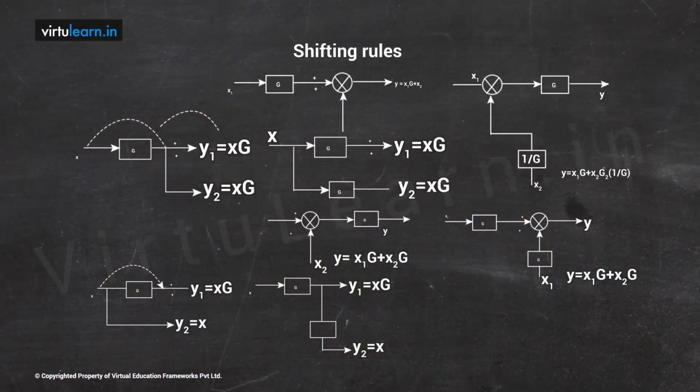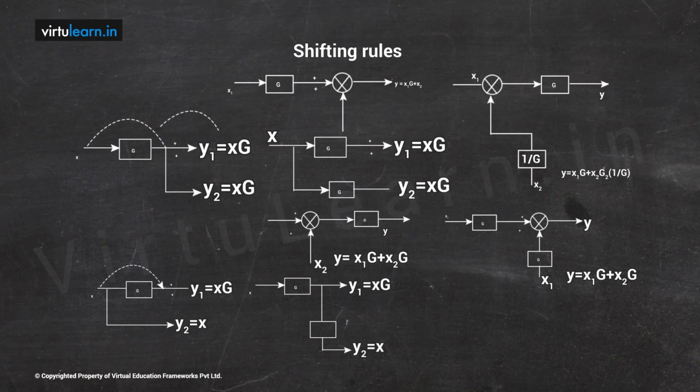Now another very important set of rules are the shifting rules. In any block diagram reduction it is always necessary to shift some of the blocks after the summing point, before the summing point, or after the takeoff point and before the takeoff point. So let us see how we can shift. While shifting, what care do we need to take, and what do we need to add in the respective branches?